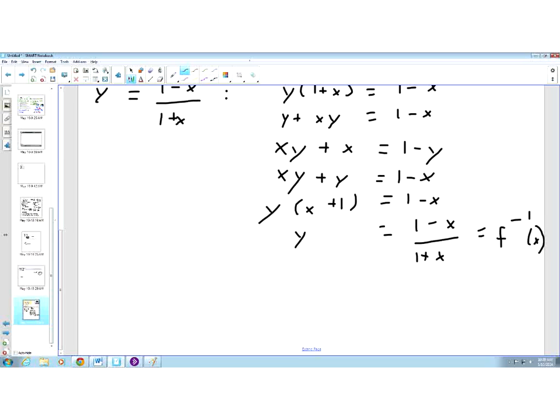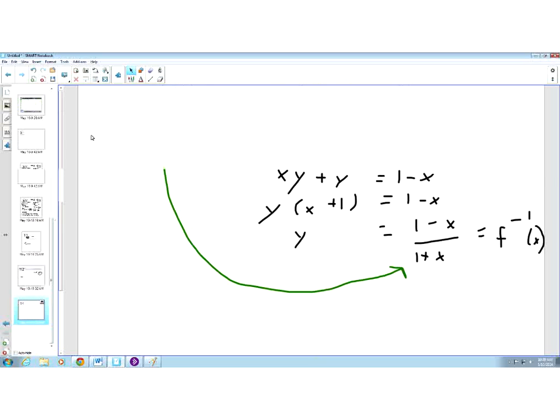Okay, so interestingly enough, the function and its inverse are the same function. Perhaps I should give you a better example. Let me show you one which isn't so obvious. Next page.